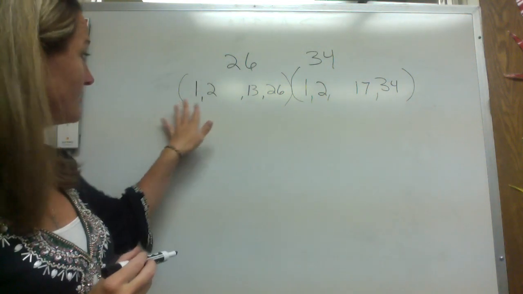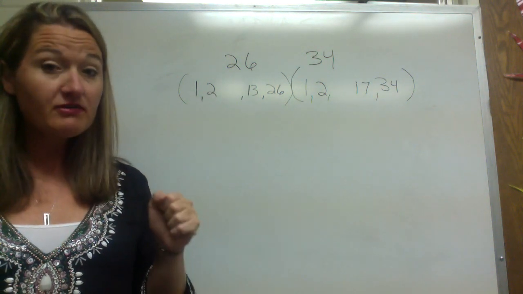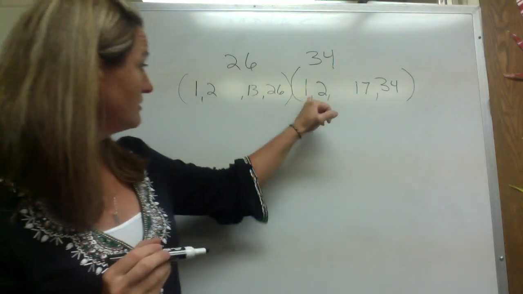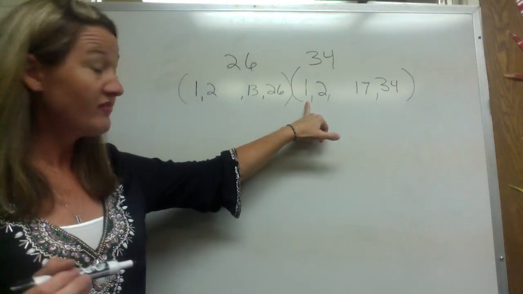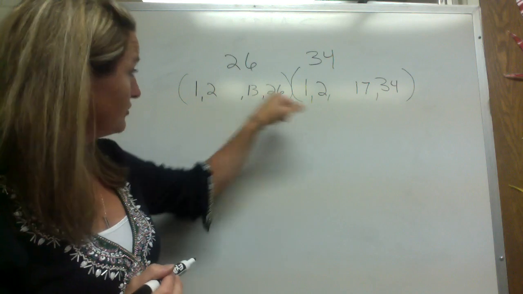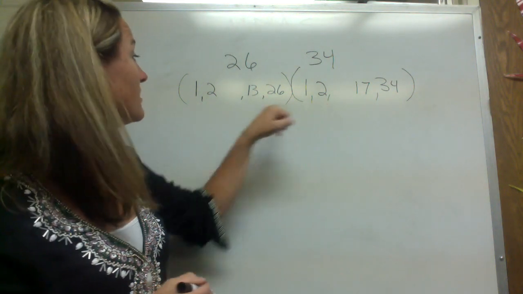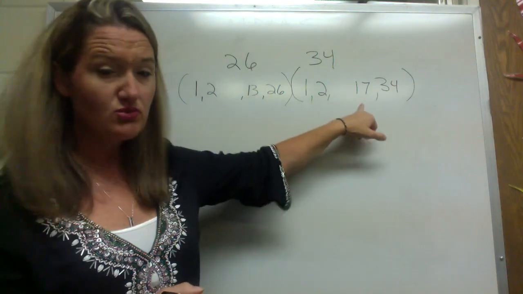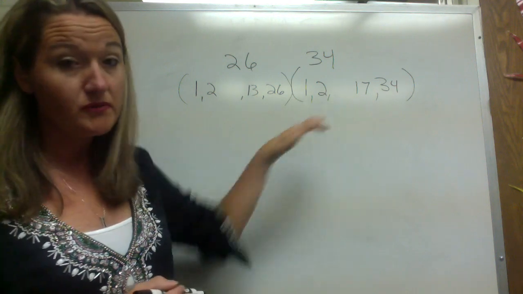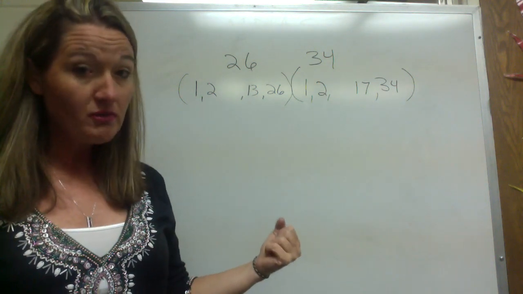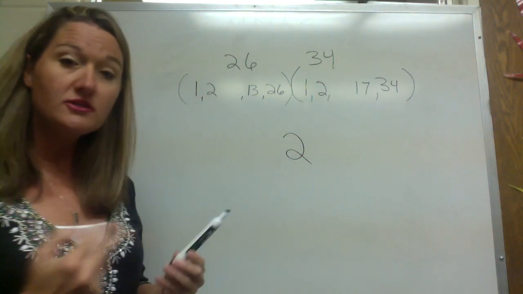Looking at the factors, what is the largest factor that they have in common? Well, they both have 1 in common, so that is a common factor, but is it the greatest common factor? Well, they both have 2 in common, so that's already bigger than 1, so 1's out of the running. This one has 13, but does this one have 13? No, so that's not common. 26, 34, no. So what's the largest number that they both have in common? 2. So the greatest common factor is 2.